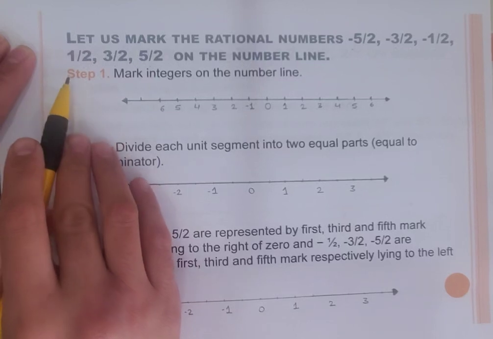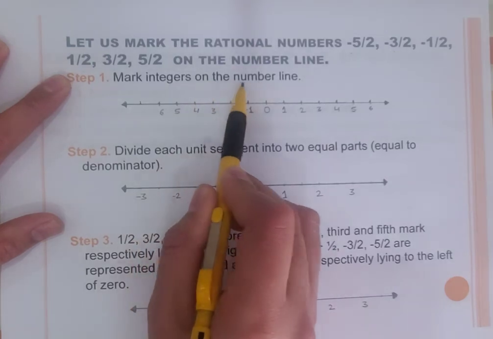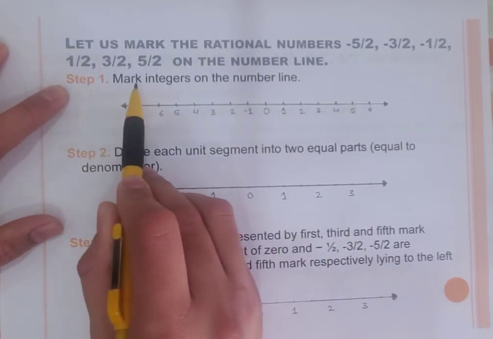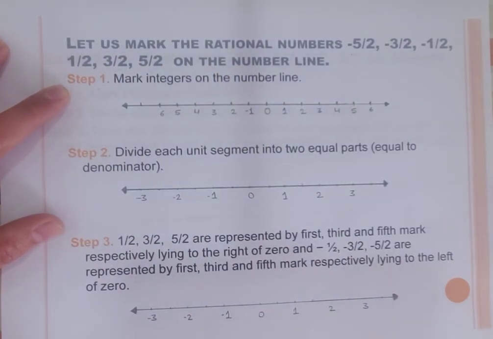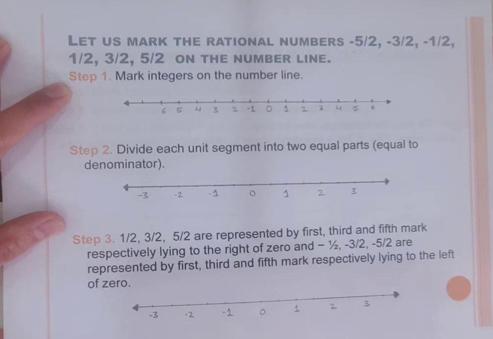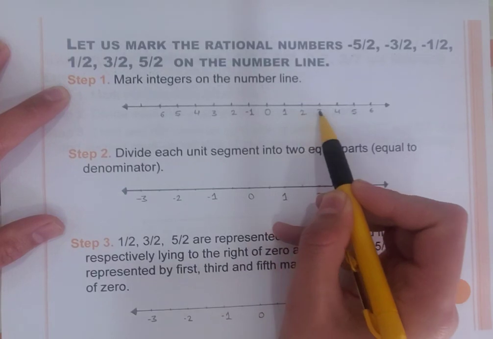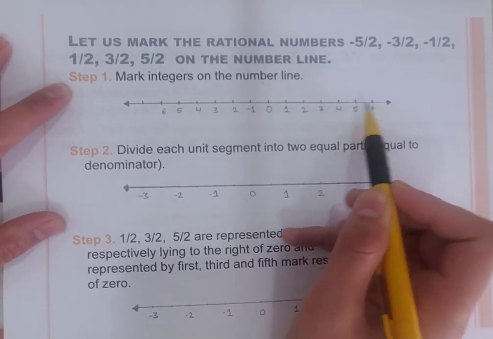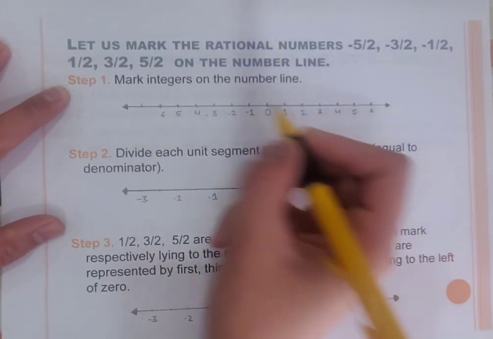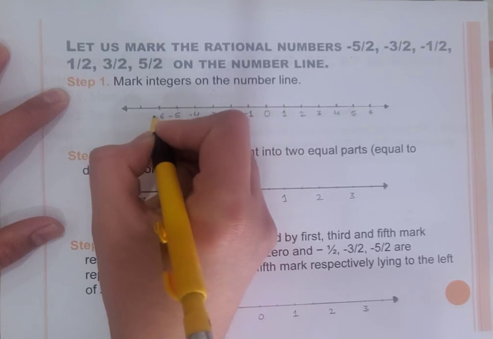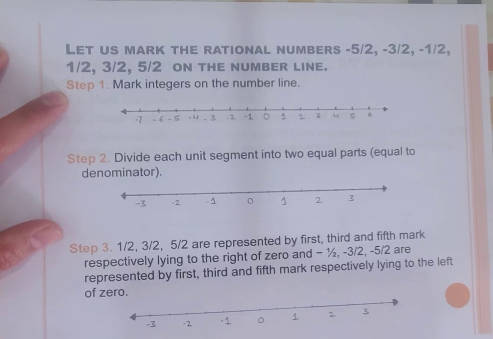So first step, always in the first step we will put integers on the number line. So step one is to mark integers on the number line. As we learned before as well, integers are the natural numbers, whole numbers and the inverse of natural numbers. It means 0, 1, 2, 3, 4, 5, 6 and the inverse of natural numbers: minus 1, minus 2, minus 3, minus 4, minus 5, minus 6, minus 7. So these are the integers on the number line.